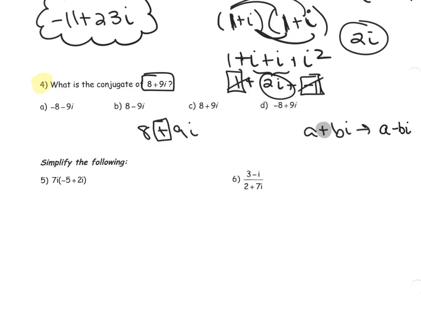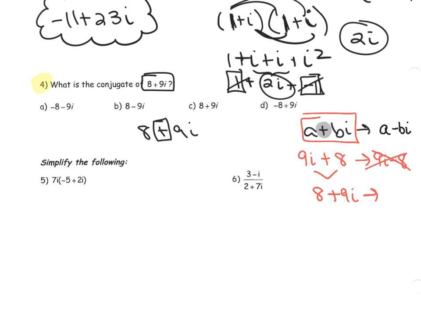Be careful. I think I did throw a question in there like this where I have it written like 9i plus 8. This is wrong. It needs to be in a plus bi form. You would need to say, oh, hey, this is actually 8 plus 9i. Rewrite it. And now I know, switch the middle operation to subtraction. And that's my final answer. So it is 8 minus 9i.